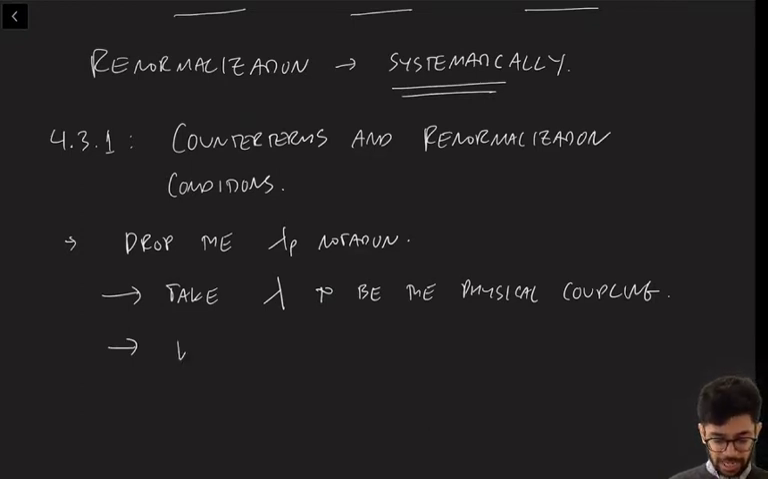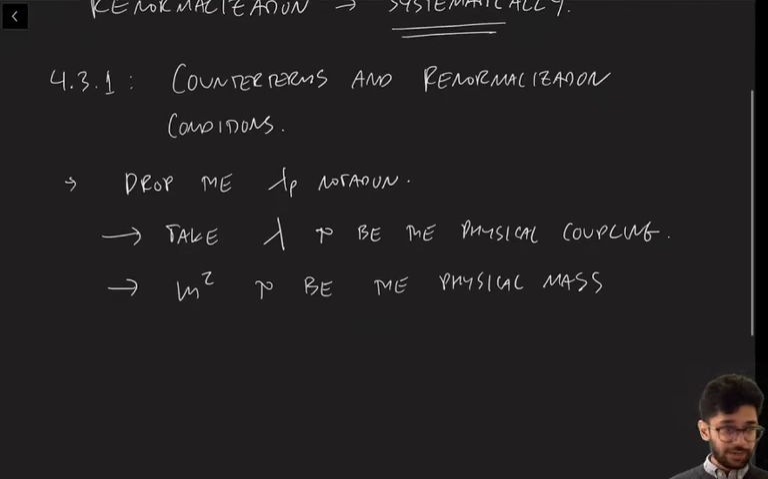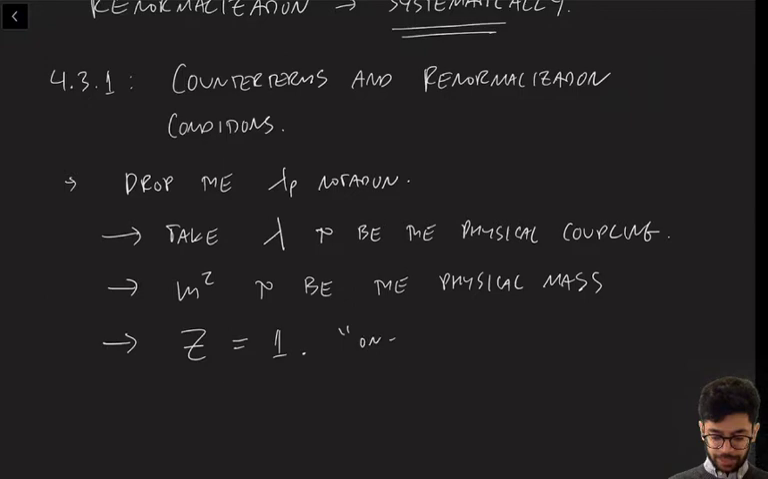Furthermore, I'm going to take m squared to be the physical mass. And finally, remember in the LSZ formula, there was some quantity z that I kept floating around. I'm going to take z to be 1. Okay. And I'm going to take it to be 1 on mass shell. I'll explain what that means in a second.